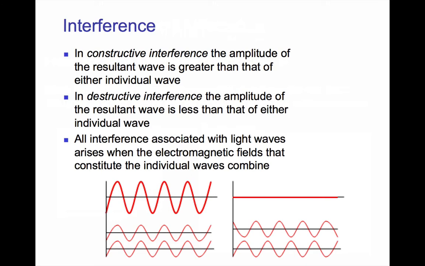call constructive interference. When two waves are 180 degrees or pi radians out of phase, a peak from one coincides with a trough from the other, and the two cancel out. This is called destructive interference, and this is what we see as a dark patch on the screen.